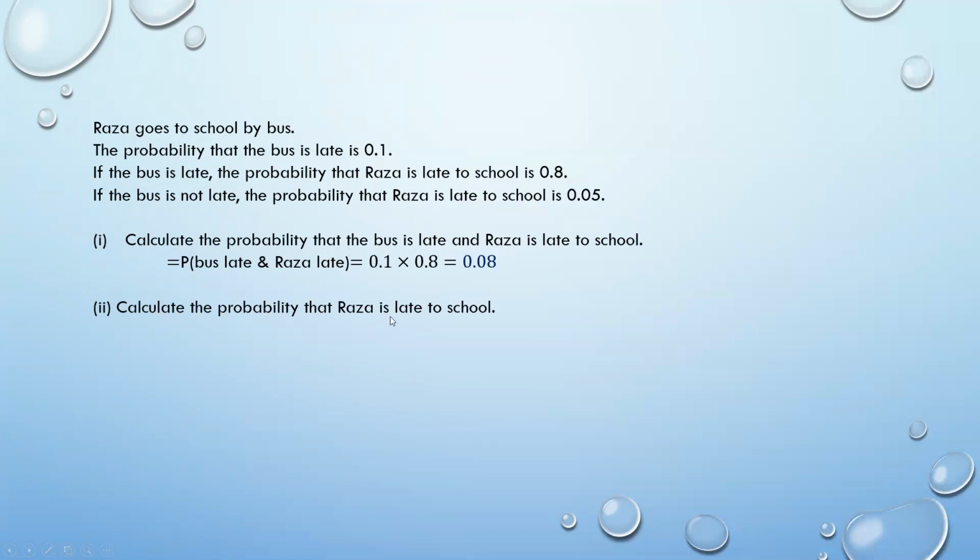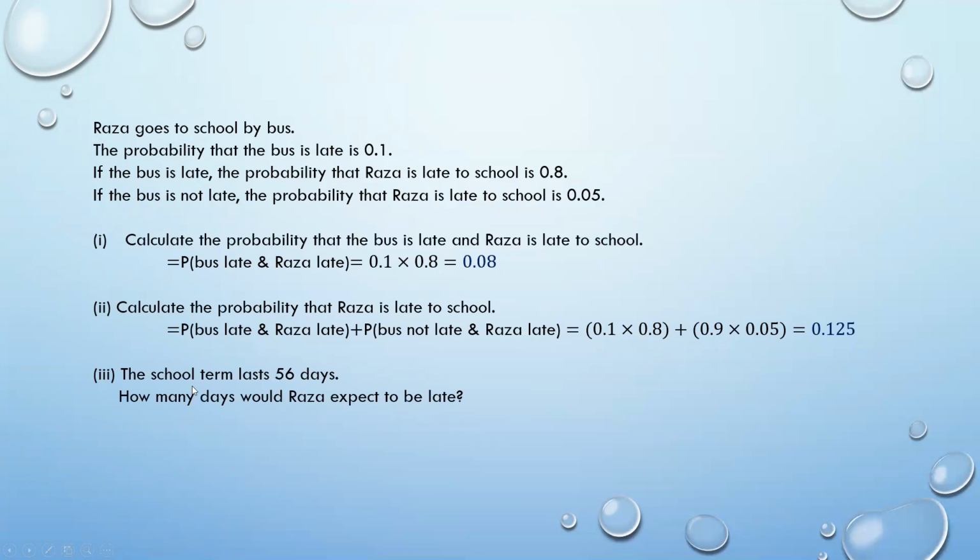Calculate the probability that Raza is late to school. Raza being late to school can come from two conditions: either the bus is late or not late. So the bus is late and Raza is late, or the bus is not late and Raza is still late. You need to add them. Bus late, this one, times Raza late. Bus not late, which is 0.9, but Raza still late. You multiply these two, then add, and you get the final answer.